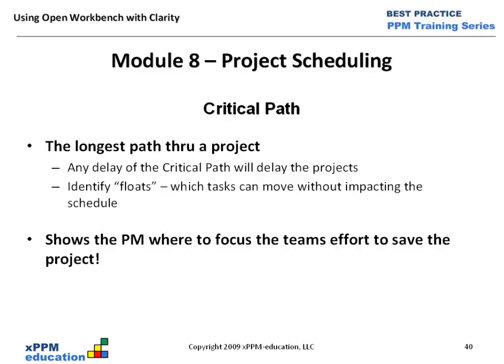It could be that it has 1 day of float, which means we could increase one of the tasks in that path by 1 day and not affect the end date of the schedule. Could have 5 days of float, which means any one or all of them, if we add 5 days total to a path, we would not affect the end date. So float is another important consideration in the critical path process.